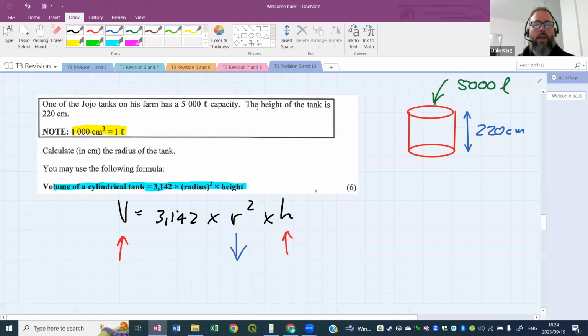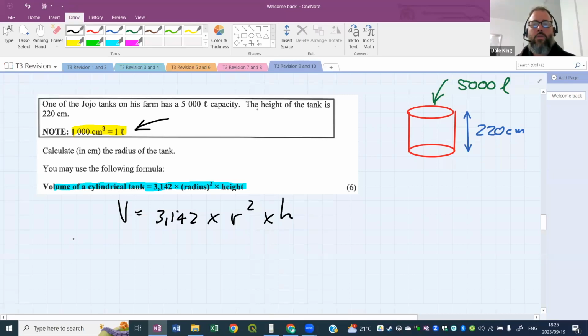Ben, you still there? Yes. Okay. So which one do we start with first, the volume or the height? The volume. Okay. So what is the volume of this tank? It says that it's 5,000 liters, but if you convert it, it would be in centimeters cubed. They say 1 liter is 1,000 centimeters cubed. We don't have 1 liter, we've got 5,000 liters.